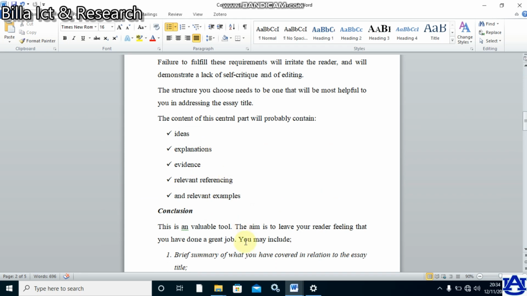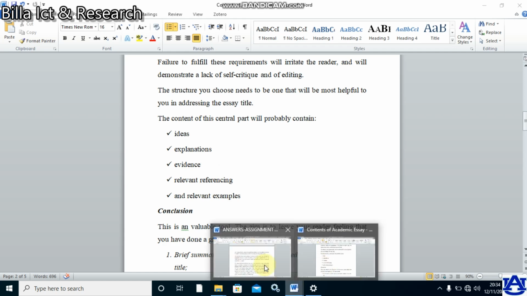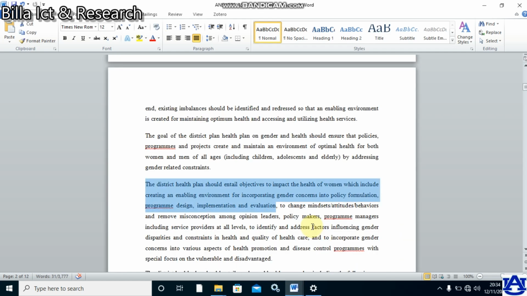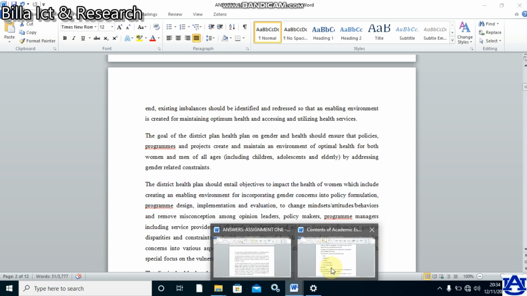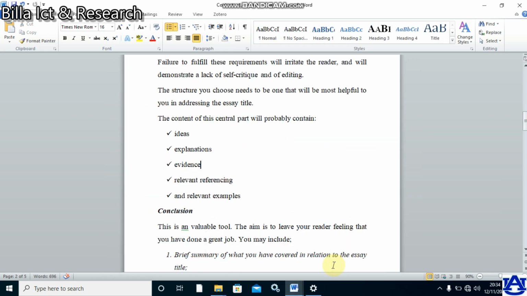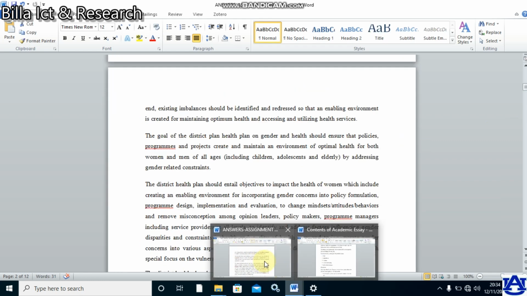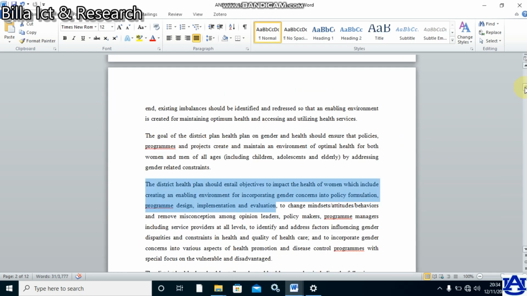So there is lack of evidence and there is no reference for that matter, which makes the paragraph lacking. So make sure to consider evidence in your paragraph and also look at relevant referencing, as well as relevant examples where necessary to make the body look absolutely incredible. So going back to the work itself, it proceeds.